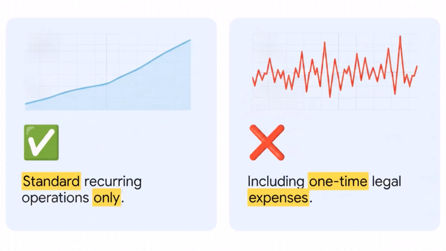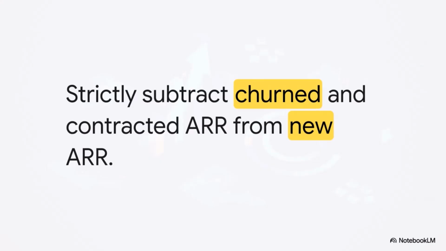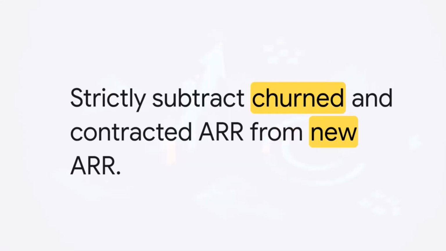And when it comes to the denominator, the word net truly matters. You have to subtract churned and contracted revenue from your new and expansion revenue to see what actual revenue generation occurred. So think about it. If you added $500,000 in new ARR but lost $300,000 to churn, your net is only $200,000. That's the hard number that goes into the formula.